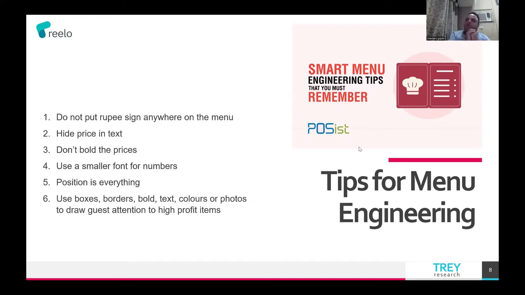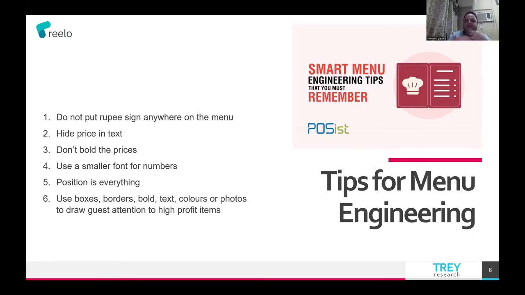Use smaller fonts for numbers. Now in human psychology, if you take the same size for your alphabets versus your numericals, psychologically the numericals look larger than the text. So agar aapka font size 12 hai aur aapke pricing ka size bhi 12 hai, to if it's priced at 300 rupees, then that 300 rupees will invariably look larger than your text, though it's the same size. So ideally, point number four, use at least one font size smaller for your pricing versus the text.